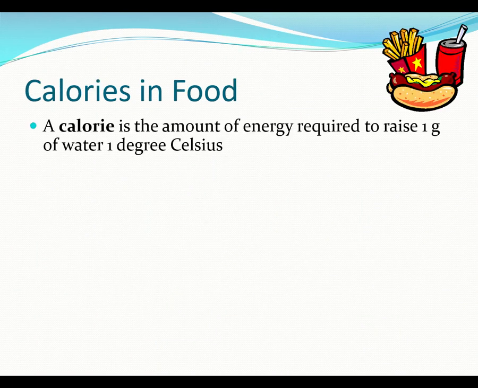The definition of a calorie is the amount of energy required to raise 1 gram of water by 1 degree Celsius. So 1 calorie is 4.19 joules. If I have 1 gram of water and I want to heat it up 1 degree Celsius, and I put in 4.19 joules, it'll do that.